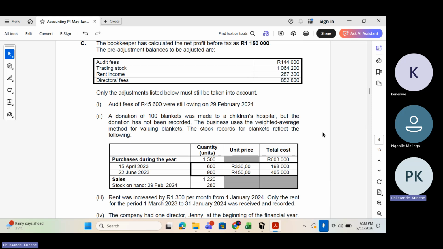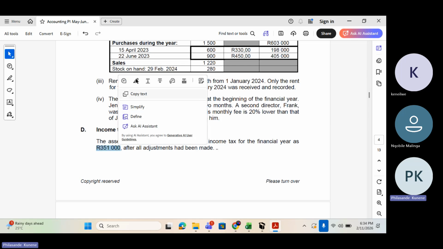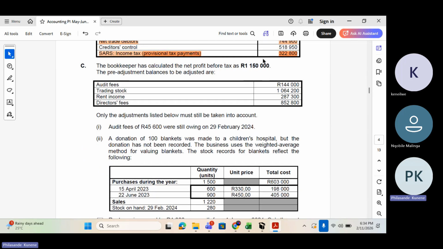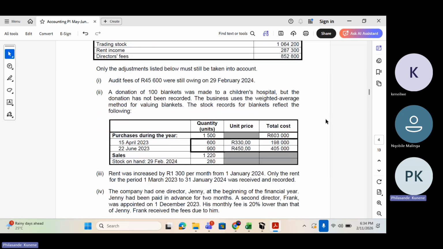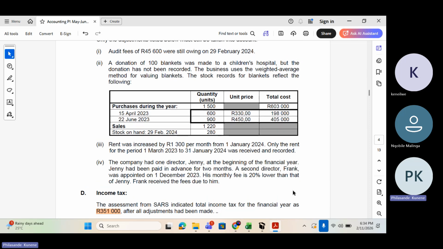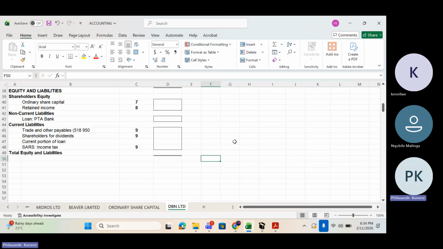But along the way, they gave us the information about income tax here. If you look here, the assessment from SARS indicates a total income tax for the financial year of 351,000 after all adjustments have been made. So which means now SARS was owing us 322,800, but how much are we owing SARS? 351,000. Which one is the bigger one between the two? Are we going to end up having a liability, or is it still going to be a receivable? SARS owes us 322,800. Let me just put it here.